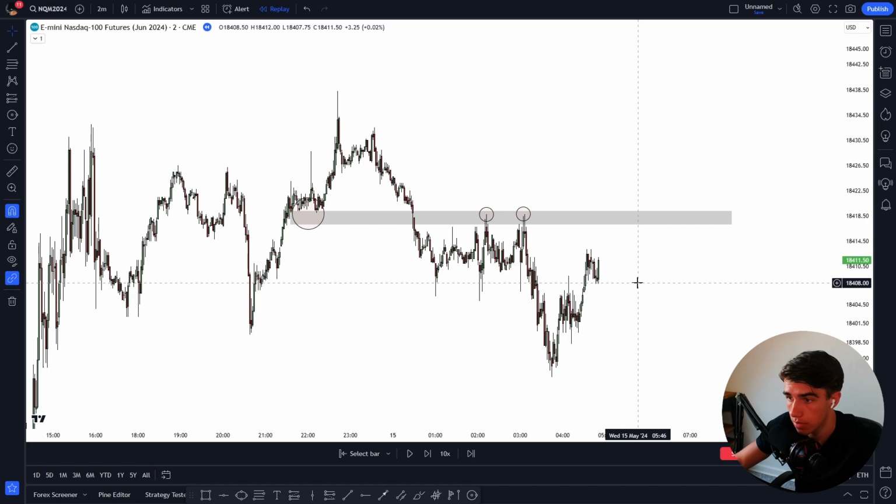Now, does it work 100% of the time? Absolutely not, right? Nothing does. But it will tell me where price is likely going to reverse off of, and not just a zone. That way I can get my entries way more precise. And we're going to look at this example.